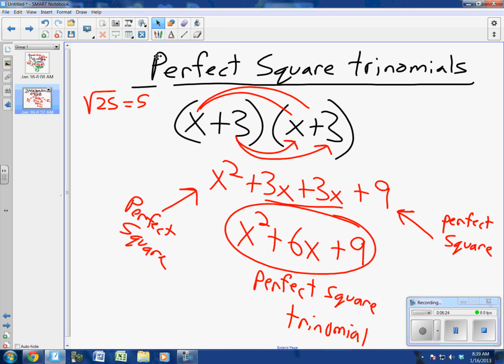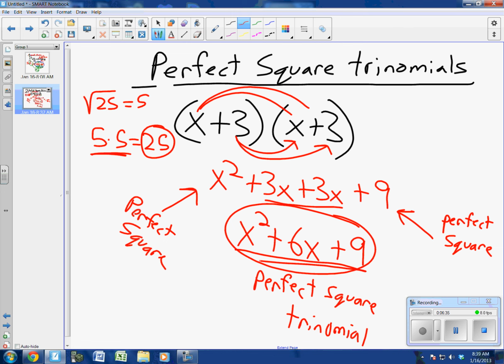So when I multiply 5 times 5 together, I get 25. So 25 is a perfect square since its factors are both the same. Same here. This is a perfect square because its two factors are exactly the same. Got it? So those are what perfect square trinomials are, and differences of two squares. Okay, are there other questions you want to ask on the test?